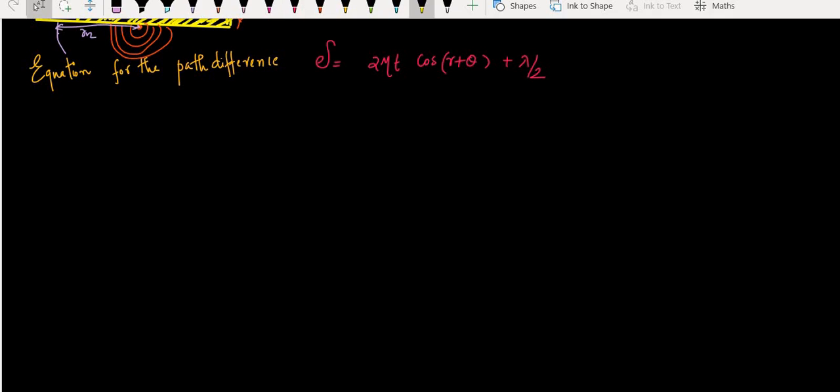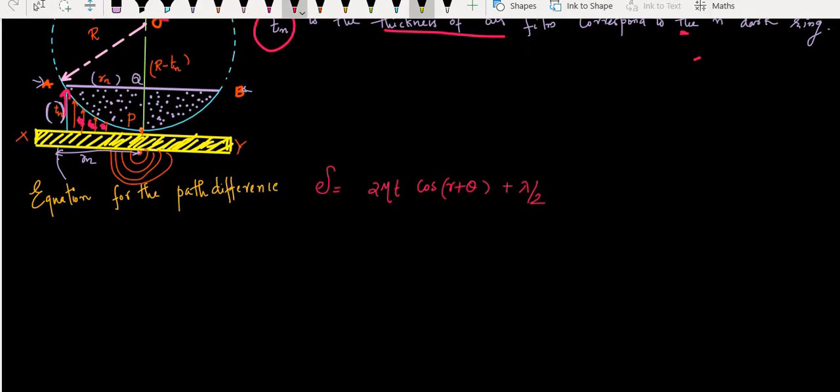Now let me tell you what these terms are. This is our picture. So mu, obviously, here the gap will be filled with air, right? So mu is the refractive index of air. Suppose instead of air we are filling something else, we will get the particular value of mu. Here the gap is filled with air, so we have mu, which is the refractive index of air.